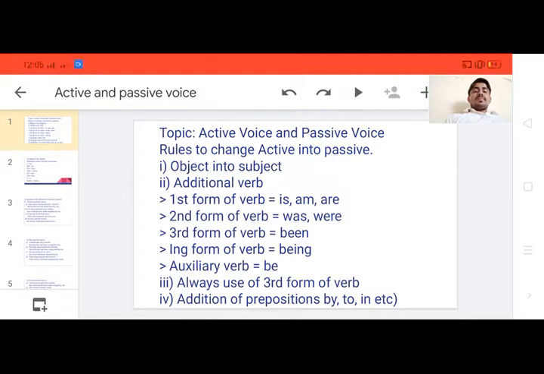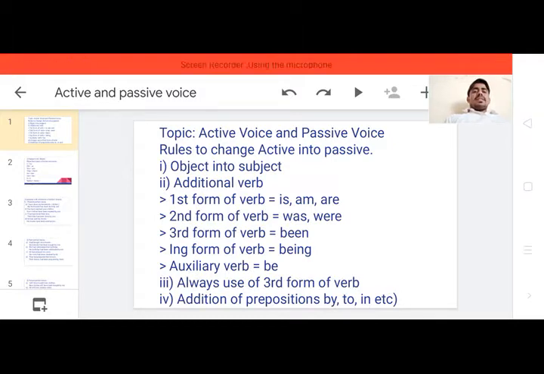For example, I write a letter. Here, the doer of the work is the pronoun I, and the action is done on a letter. We will change it: A letter is written by me. It means the action is done by the subject. So, for this purpose, I have made 5 rules to help you understand this whole lecture easily. If you learn these rules by heart, you will be able to convert any active sentence into a passive sentence.